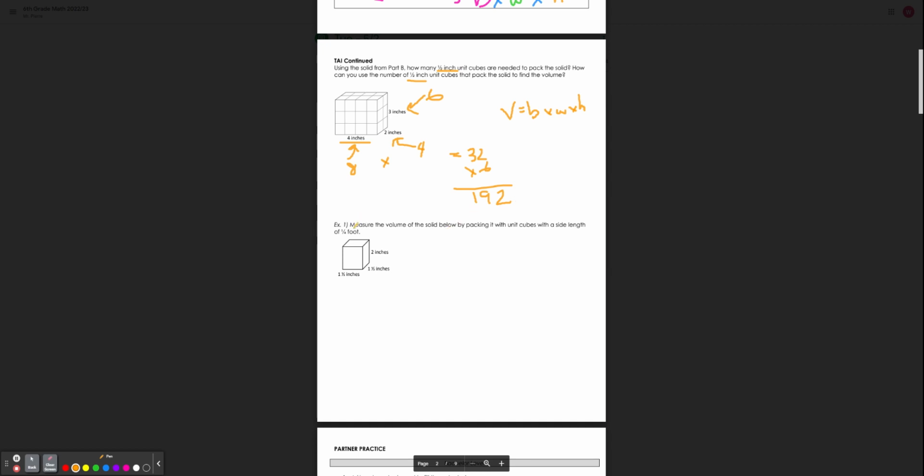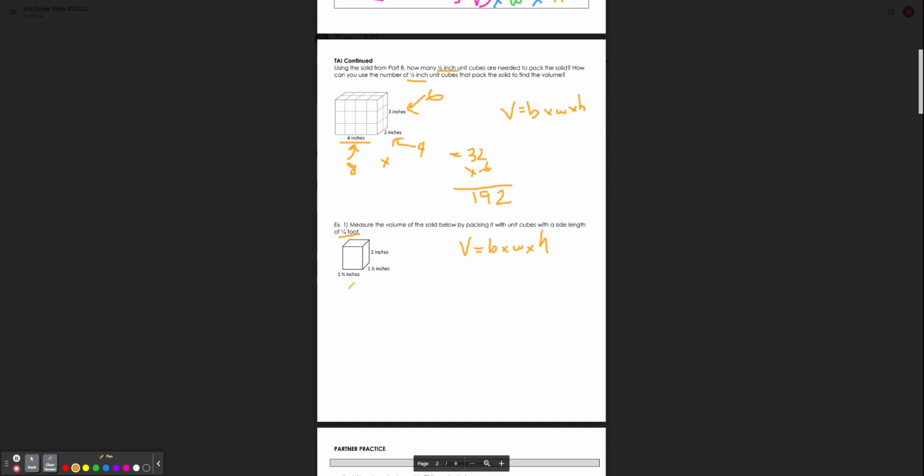Let's take a look at example number 1, where it says measure the volume of the solid below by packing it with unit cubes with a side length of 1/4 of a foot. So once again, let's write our formula out. Volume is equal to base times width times height.